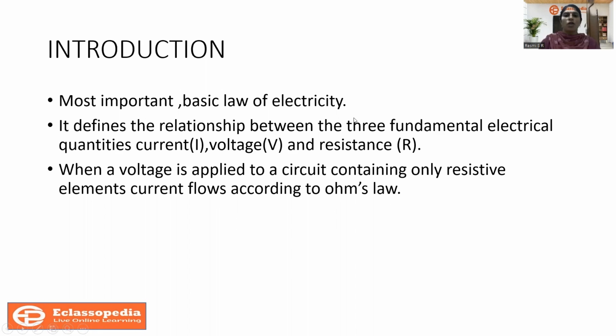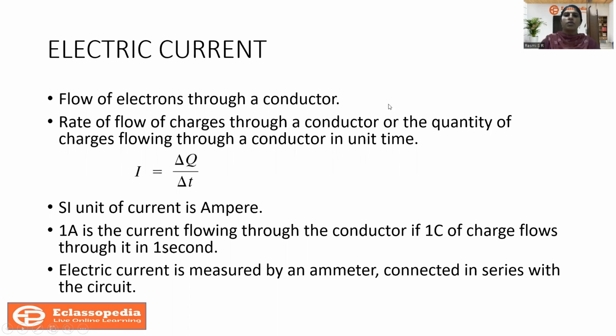Ohm's law is the basic law of electricity. It gives the relationship between the electrical quantities, voltage, current and resistance. Before going into detail, let's see what is electric current and potential difference. What is electric current? Consider a conductor or a metallic wire. The flow of electric charges through the conductor will produce electric current. What is electric charge? Electric charge is nothing but negatively charged electrons.